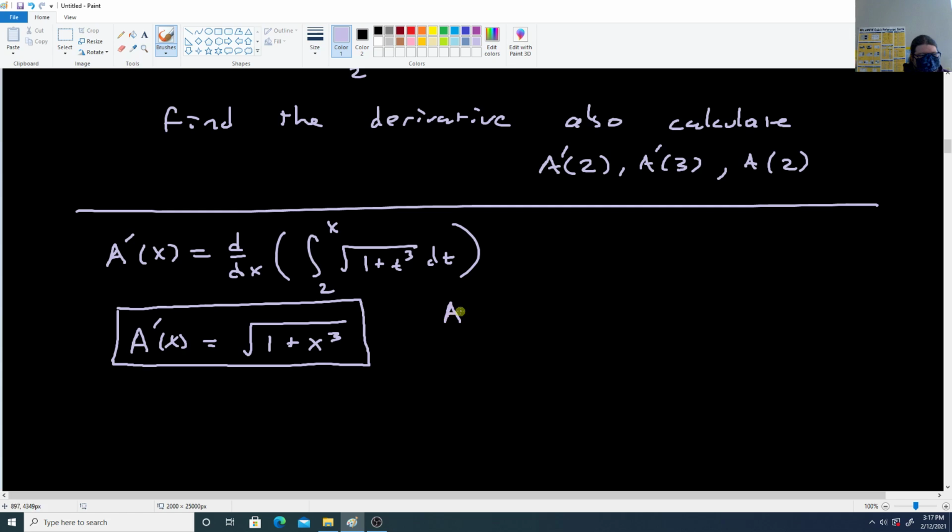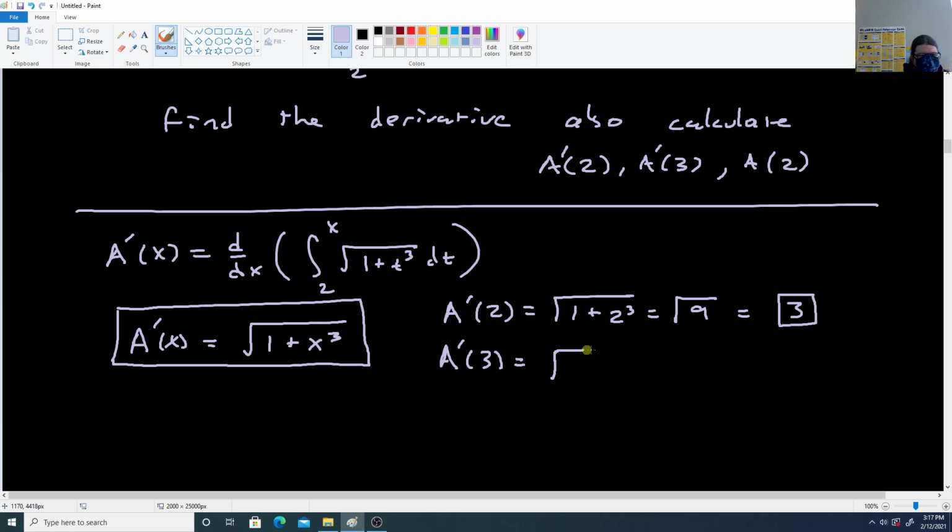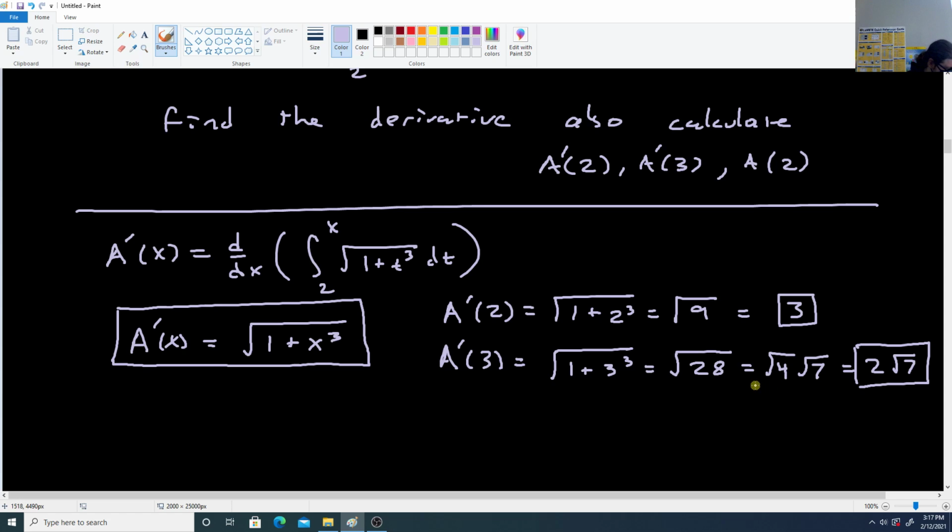Now I need what's A prime of 2? What's A prime of 3? So for A prime of 2, we replace x with 2. This will be the square root of 1 plus 2 cubed, which is the square root of 1 plus 8, which is the square root of 9, which is 3. Then for 3, we get the square root of 1 plus 3 cubed, and 3 cubed is 27, so that'll be the square root of 28. The square root of 28 is square root of 4 times square root of 7, which will be 2 square roots of 7. So we found those first two.